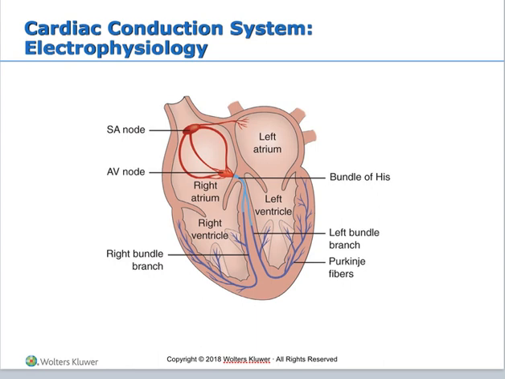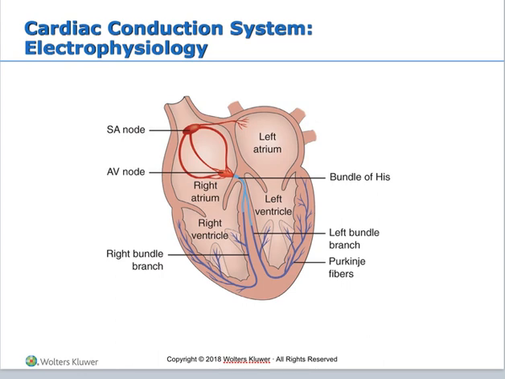From the SA node, it travels through the atria to the AV node, and then from the AV node, it goes to the bundle of His, and from the bundle of His, it travels down the Purkinje fibers to the right and left ventricles. That is the specific sequence of events that happen with a normal conduction system. That's the expected pathway that these electrical impulses should take.